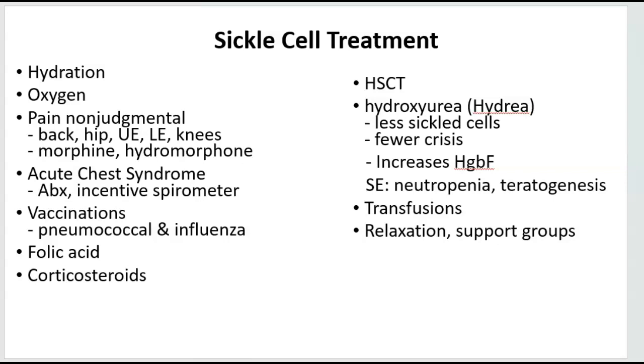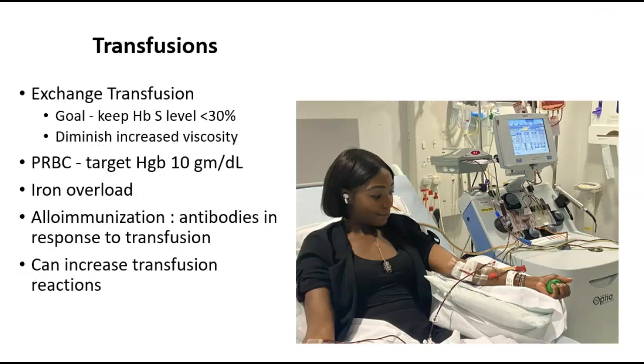And then we'll look at the next slide. You can see here that this person is getting a transfusion, but she's also giving blood. This is an exchange transfusion. When we do this, the goal is to keep that hemoglobin S level less than 30% and decrease how thick the blood is. If we do a transfusion, the target there is generally to keep that hemoglobin around 10. We don't want so many red blood cells rolling around in the bloodstream, because in the event that they become hypoxic, you'll have more to sickle.